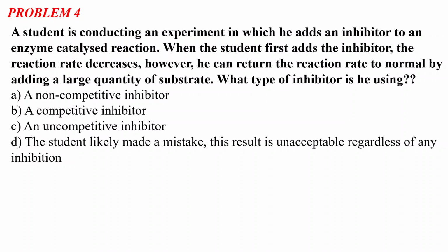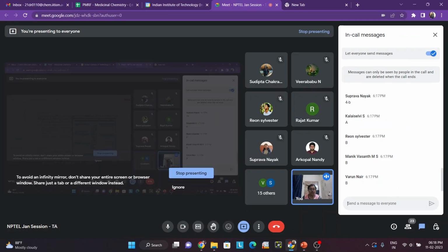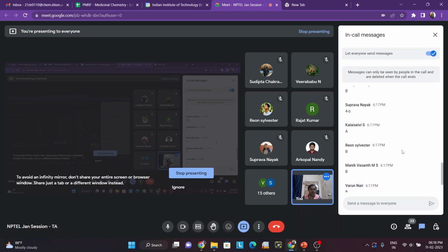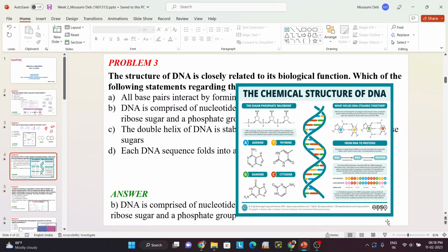In this question, a student is conducting an experiment where he has added some inhibitor to an enzyme catalyzed reaction, and when the inhibitor is added, the reaction rate decreases. However, the normal reaction rate can be attained by adding a large quantity of the substrate. Which kind of inhibitor is the student using? Do we have any correct answers for this question? Some have said it is B, some have said it is A. We have maximum A, B and one A. So, let us see.